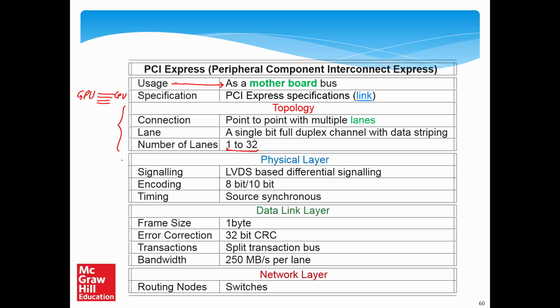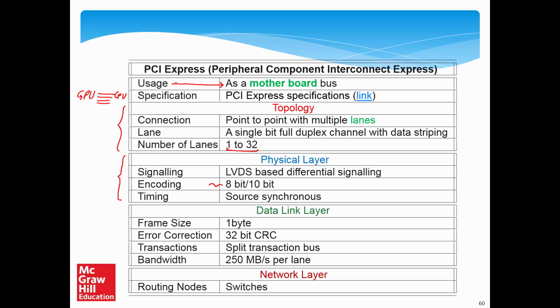So now let's take a look at the different layers of the PCI Express bus using the same terminology that we have defined. So we have defined a physical layer. So physical layer has the signaling part. So signaling is LVDS based differential signaling. So every lane basically has two wires, and you monitor the difference between them.